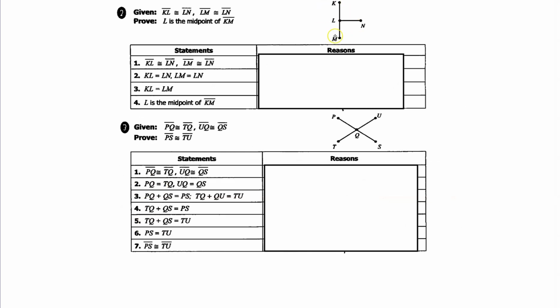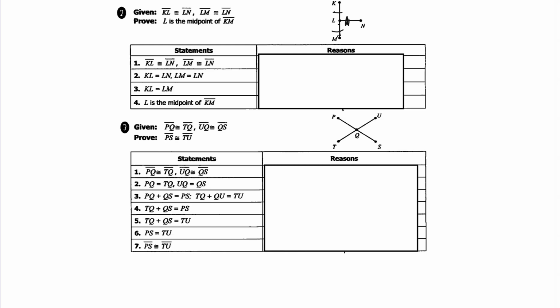Next, we have this figure right here, KLM and LN. It says that KL is congruent to LN. So what I do with these figures is I like to mark them. If KL is congruent to LN, they both get a mark. So they're both the same. Now, LM, this line here, is congruent to LN. So these are all the same, right? It says L is the midpoint of KM. Well, why would L be the midpoint of KM? Well, you see how L is between K and M, and KL is equal to LM? So that means L has to be the midpoint.